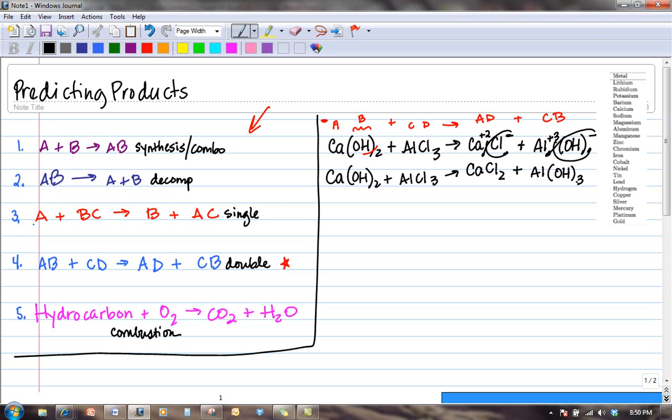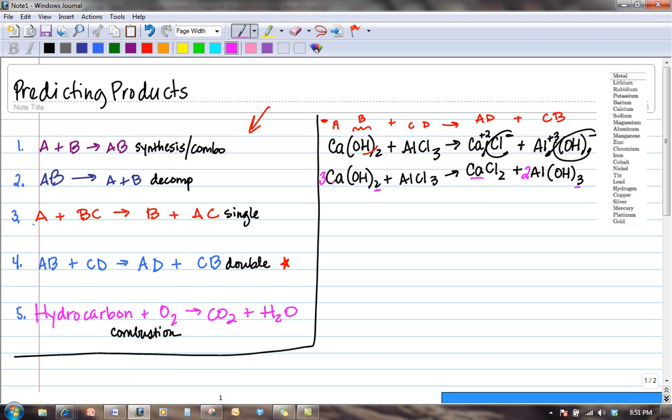All right, now to finalize this, I need to balance my equation. So I've got 1 calcium on the reactant side, 1 on the product side. I have 2 hydroxides on the reactant side, though, and 3 on the product side. So what that means is that I need to figure out a way to get 6 hydroxides on each side. Why? Because 2 times 3 is equal to 6. So I'm going to put a 3 by the calcium, and I'm going to put a 2 by the aluminum. So now my hydroxides are balanced.